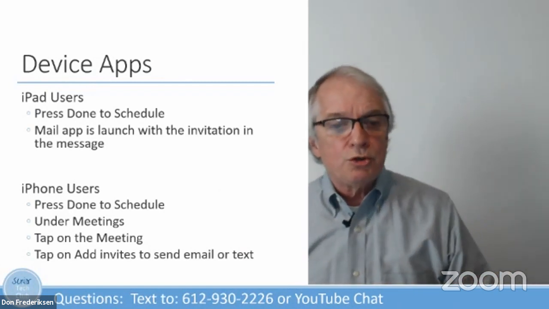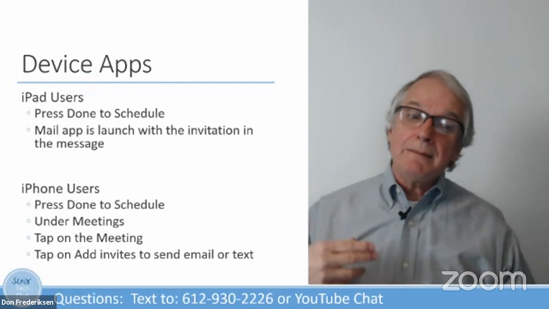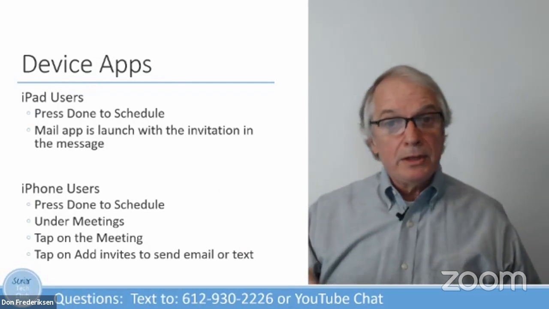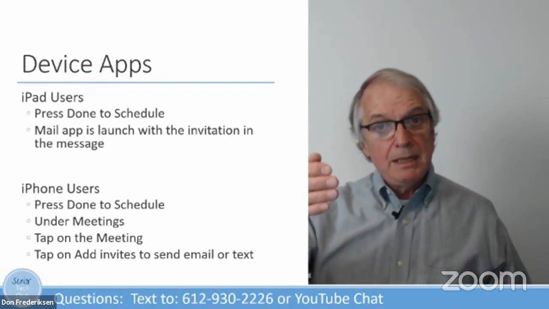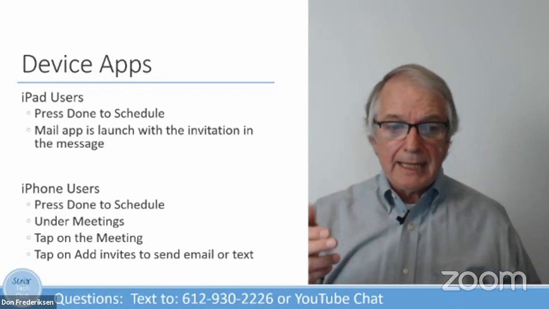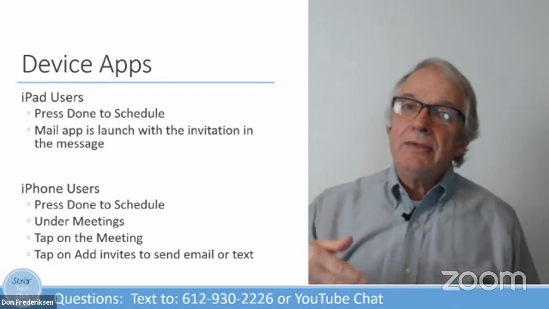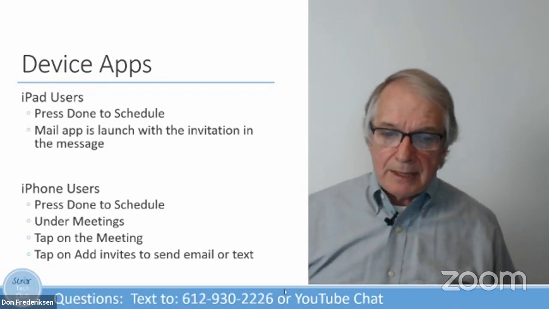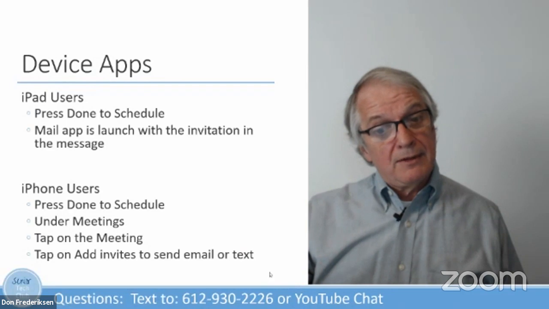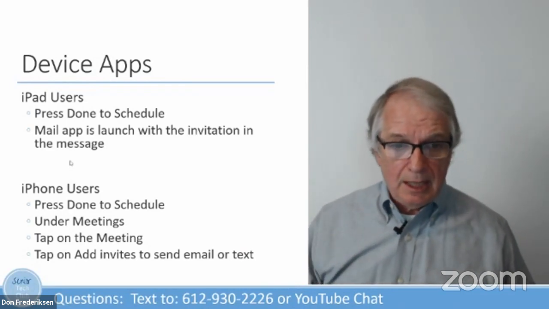For an iPhone user, it's a little bit different. Once again, you tap done to schedule, and then you're going to access the meeting, and I'll show you how to do that. You're going to tap on the meeting, add invitees, and that will actually frame the email message, or you can also send it by text if you're using an iPhone.